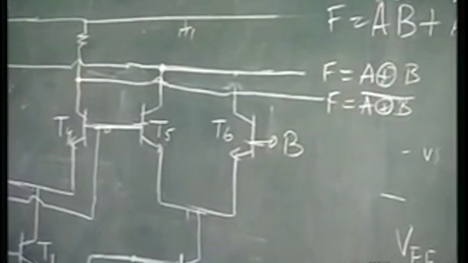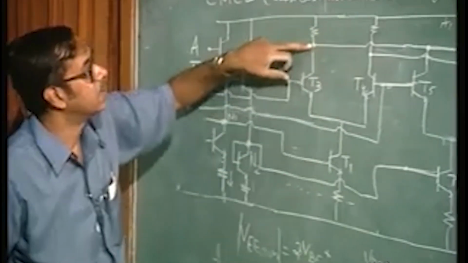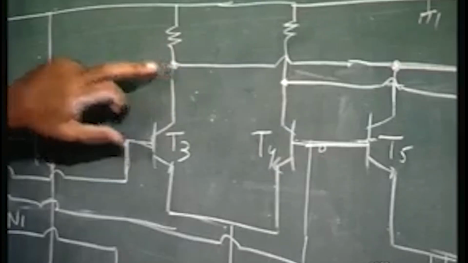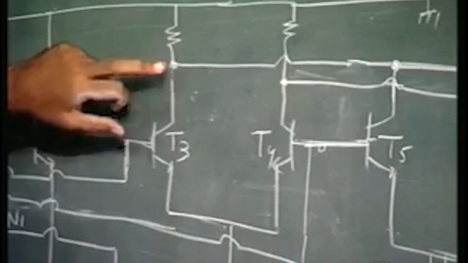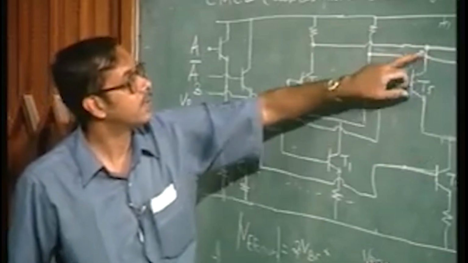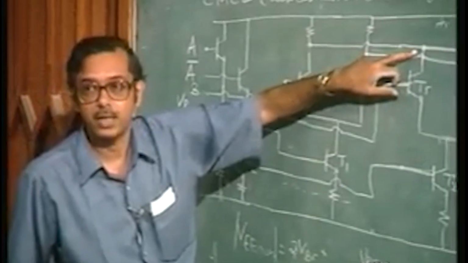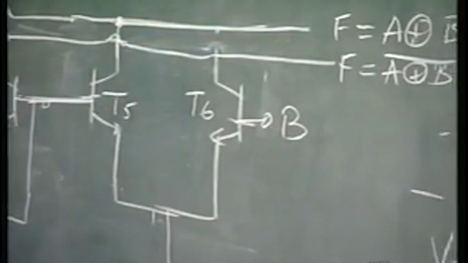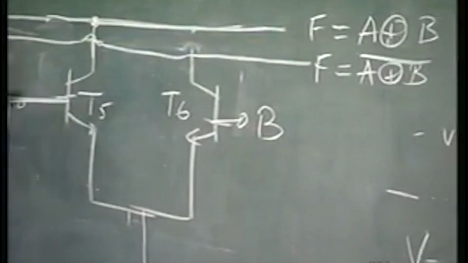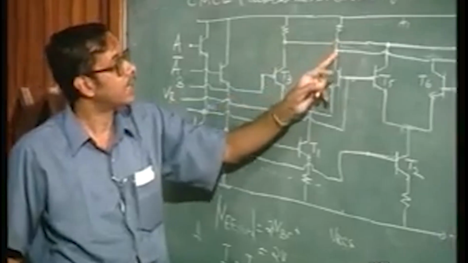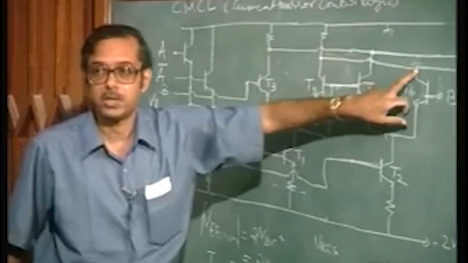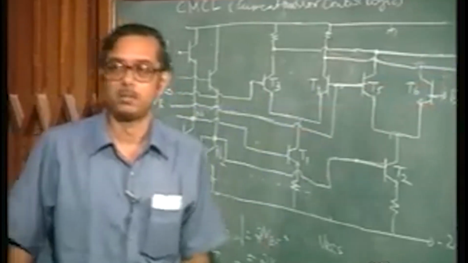So, if A is high, this part of the circuit is on, so this is going to be A exclusive OR B. If A is high, F is going to be B bar. If A is low, then this gives B, so the output is going to be B. All right, so these two are shorted, and that gives A exclusive OR B. The other two outputs, these two other collectors, can be shorted to give the exclusive NOR combination.